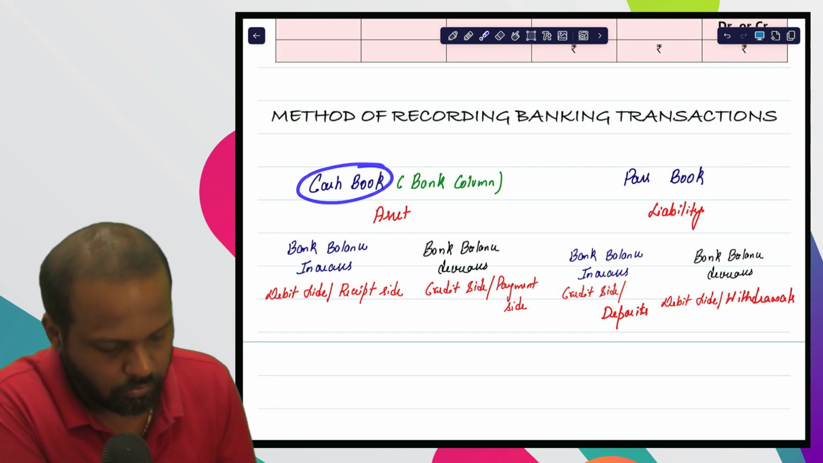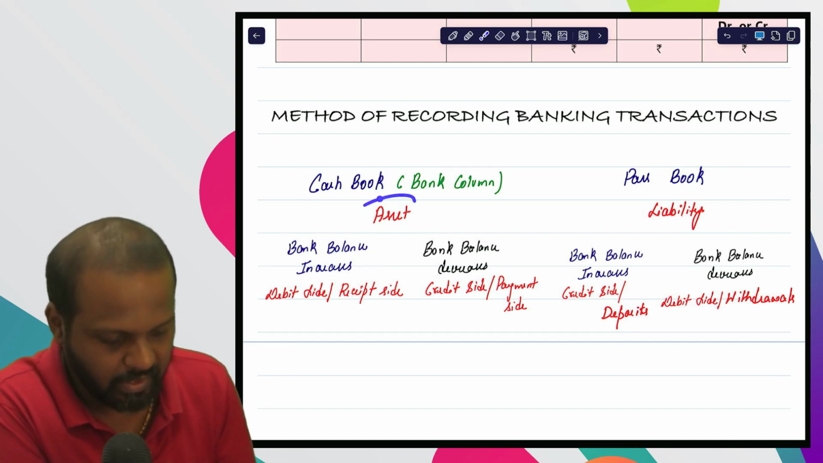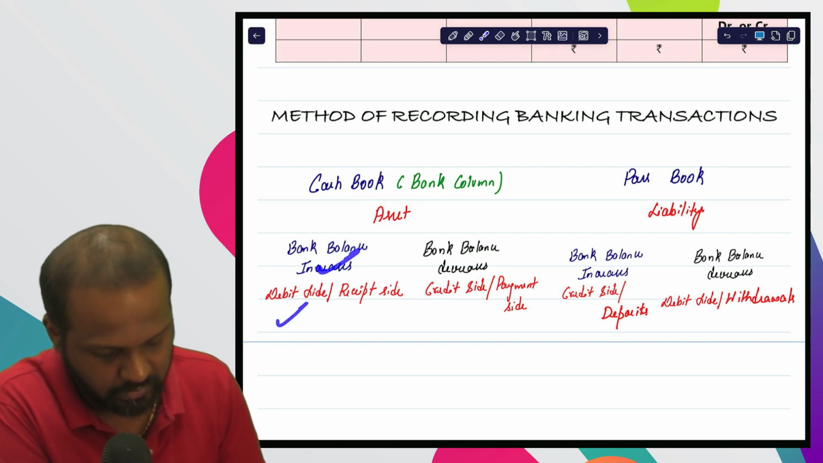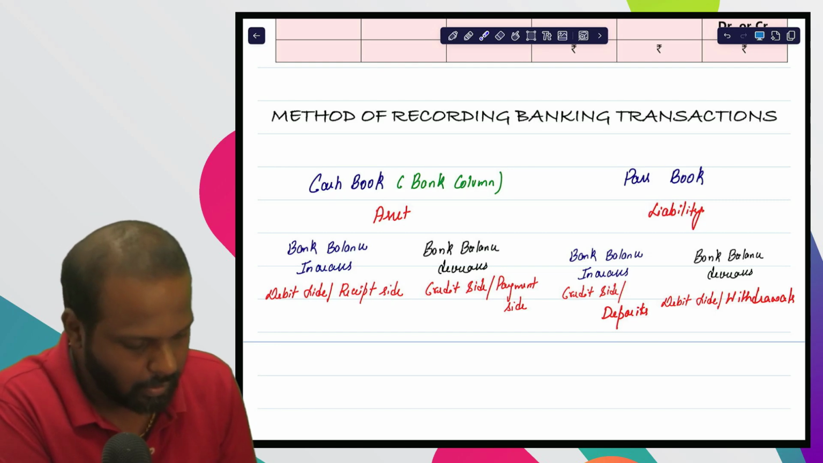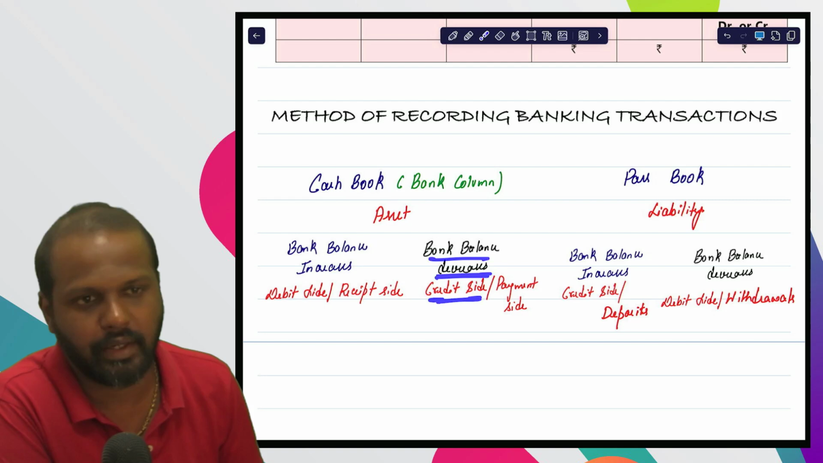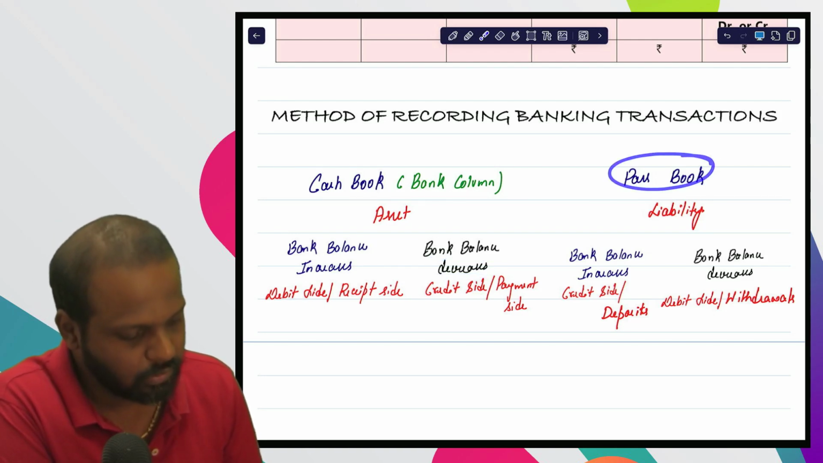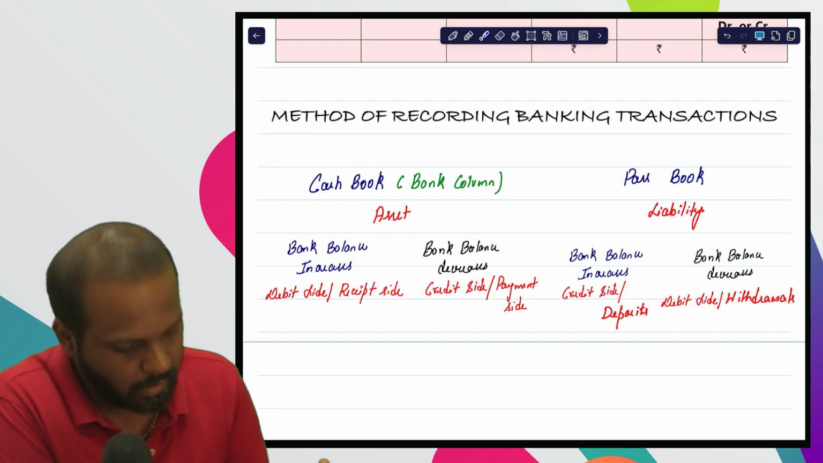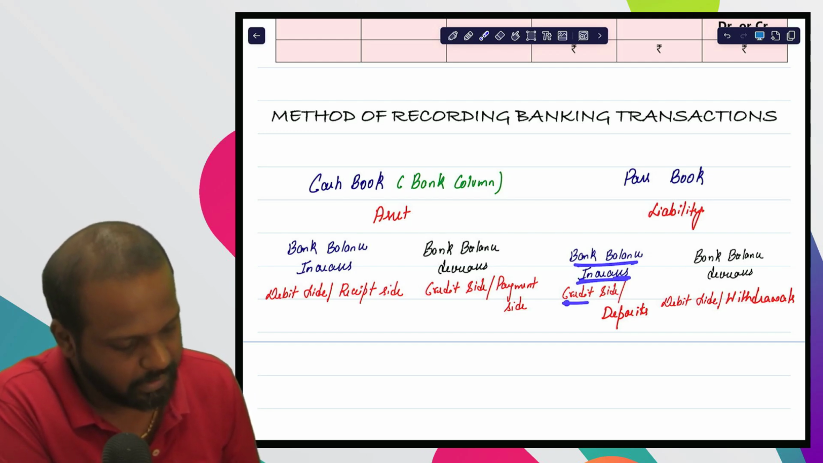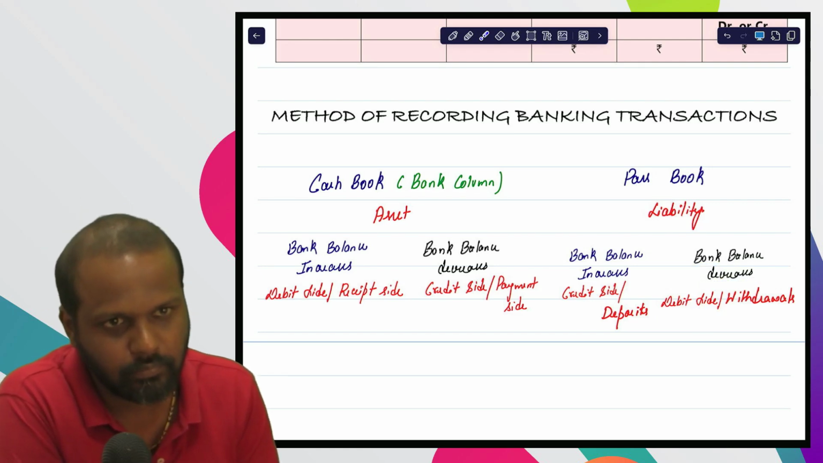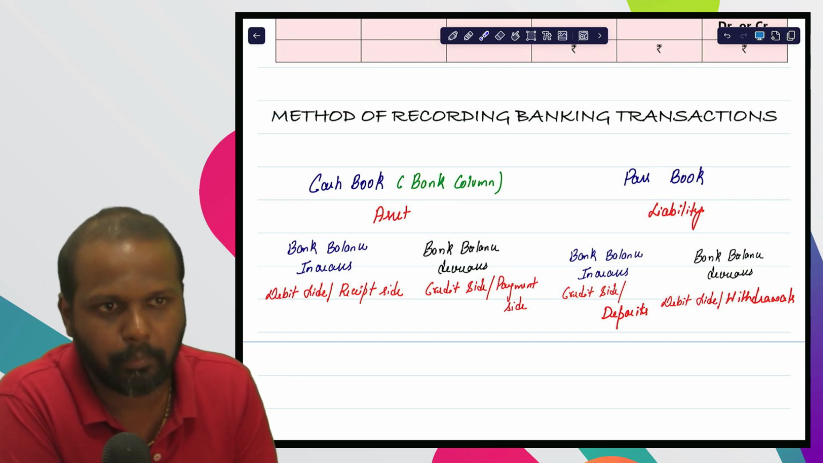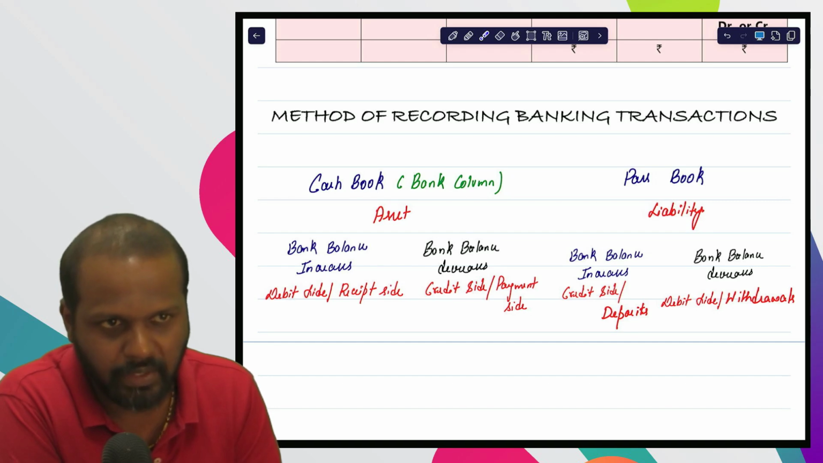So in the cash book, we are talking only about which column? The bank column. It's like an asset for us. Asset increases, bank balance increases, we do debit. Bank balance decreases, asset decreases, we do credit. But for the passbook, we need to think from the liability point of view. Bank balance increases, liability increases, we do credit. Bank balance decreases, liability decreases, we do debit. So I hope you have understood how to record banking transactions in the cash book and in the passbook.